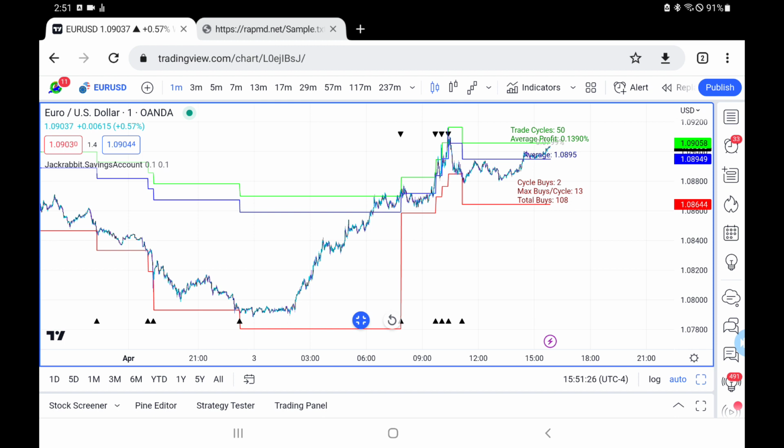Now let's go through a couple of pairs and see just how well a simple approach like this works.